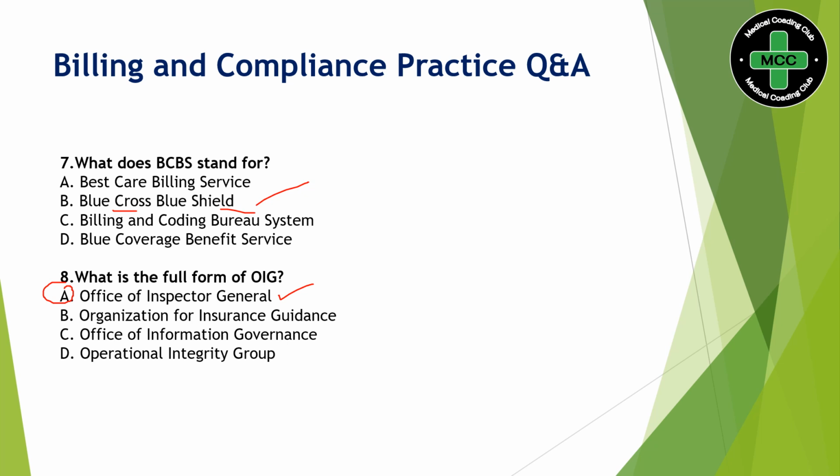Say, for example, E/M coding. If they audit E/M coding, a few will be following the regulations or rules, and a few will not be following properly. Then they will see how many down-coded claims and how many up-coded claims there are, and then they will educate everyone together. Okay, so that is the role of OIG.